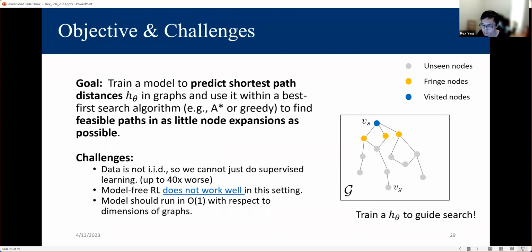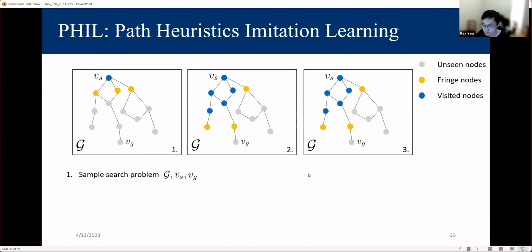There's a link I posted, which links to a previous paper that says why model-free RL doesn't work. We also have the high requirement that the model should run kind of constant with respect to the dimensions of the search space, so it's very efficient at every step. We don't want every step to take very long. So this is the overall intuition, and I'll walk through what we do.